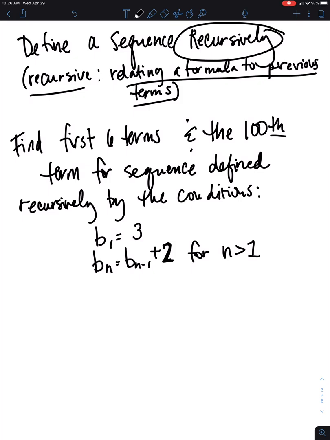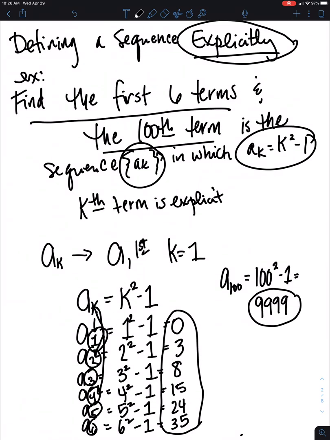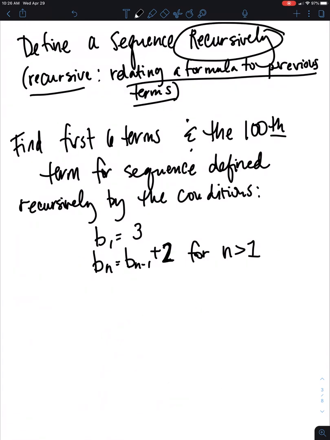Okay, so explicit, I kind of feel like it is what it is. You just plug in 1, 2, 3, whatever term you're looking for. Recursive is going to relate the previous terms, and I'll show you what I mean. So find the first 6 terms and the 100th term.